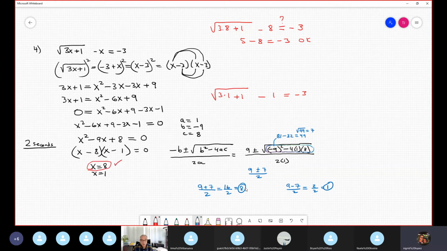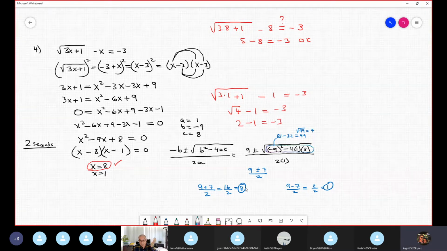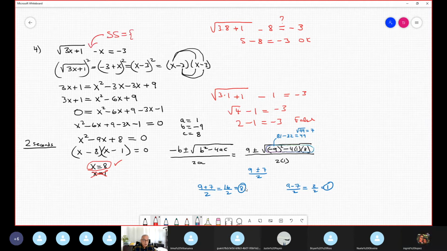Let me try 1. 3 times 1 is 3, plus 1 is 4. Square root of 4 is 2. This is 2, and 2 minus 1 is never negative 3. 2 minus 1 is 1. This is completely wrong. This is completely false. Therefore, the solution 1 doesn't belong to the solution set for this equation, because the solution set is just 8.